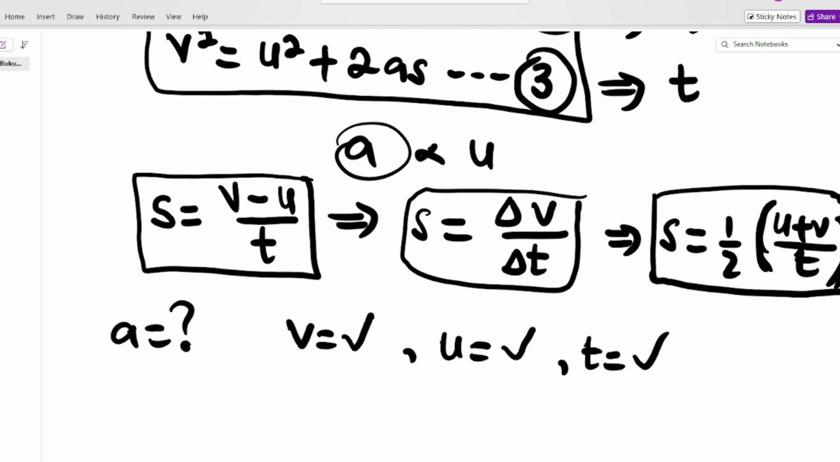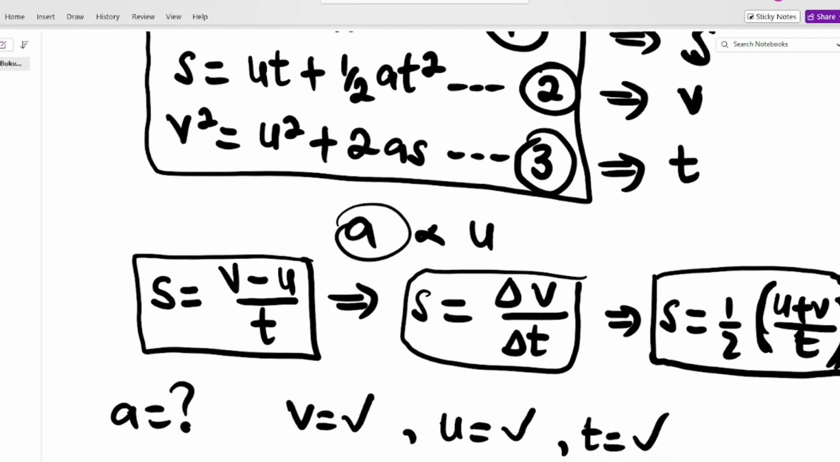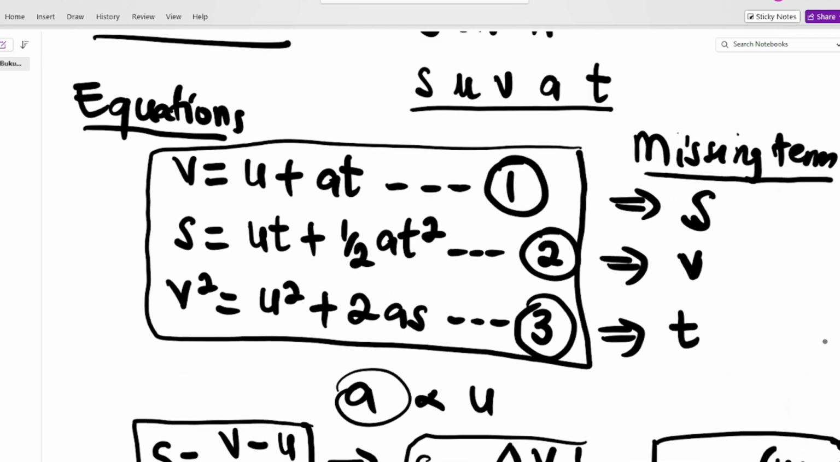So which of the equations do you think we will be using? They give us V, comma U, comma T, but they are looking for A. So how do you choose which equation to use? The way you do it is that you look at what they give you. You look at all these equations, you put in the ones they are giving you, and the equation that gives you only one missing term, then you can use that equation.